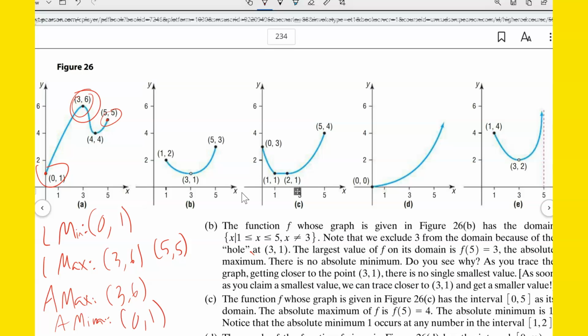All right, part B. Local min, it doesn't have one. And okay, this is going to take some explaining. Right here, right there, it's an open circle, which means it doesn't include that point. All right. Well, how close does it get to that point? It gets infinitely close to that point. So however close to that point you can imagine, you can still get closer.